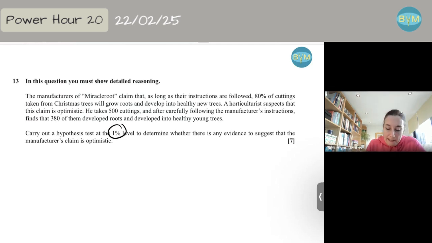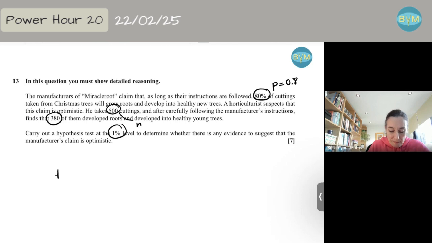And I have something that is repeated and it will be success or not success. So 80% of cuttings is my probability. So P is 0.8. That's the probability of they grow into a healthy tree. Then N is 500 cuttings. So this is my N. So my binomial is 500, 0.8. After carefully following the instructions, 380 out of the 500 developed roots. So that's my observed value in my sample.